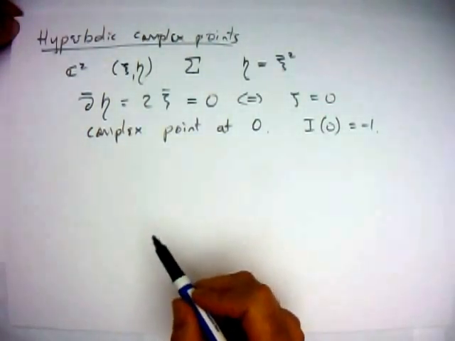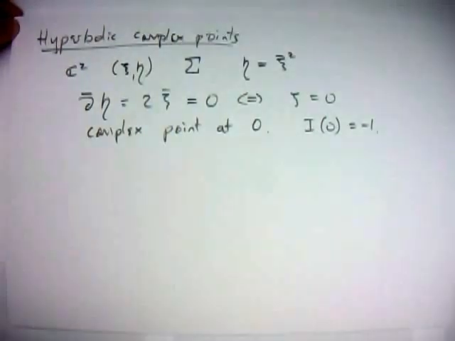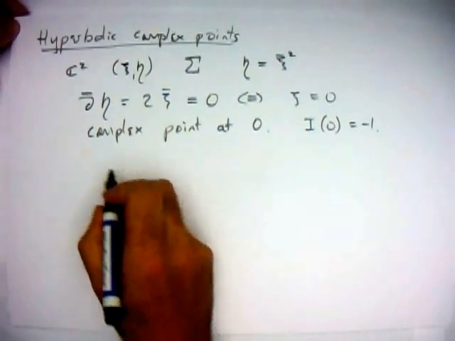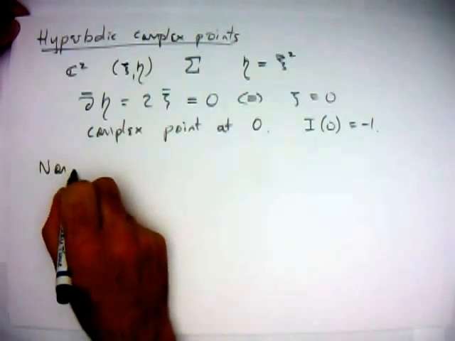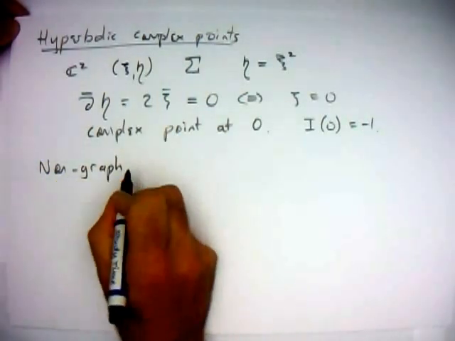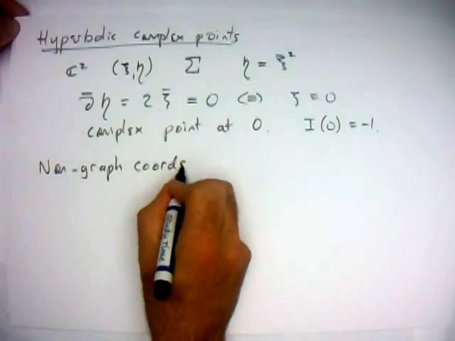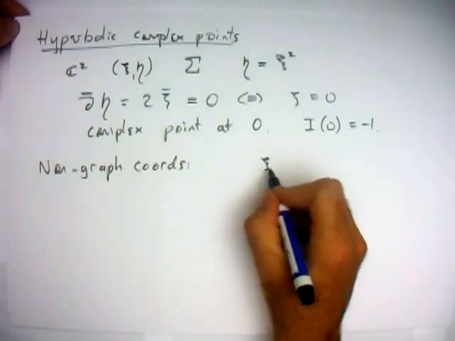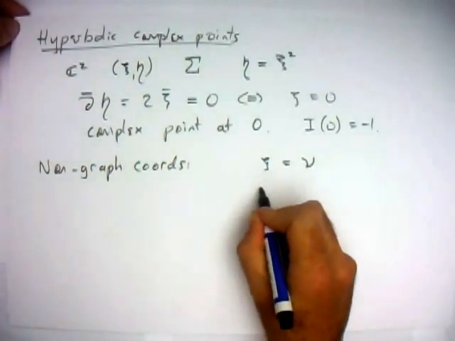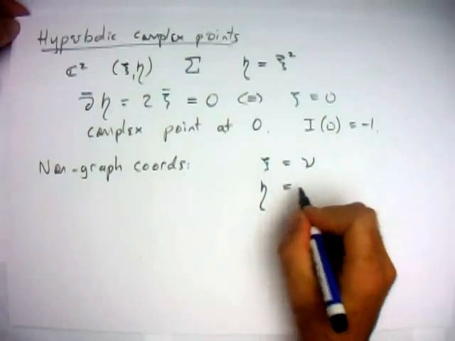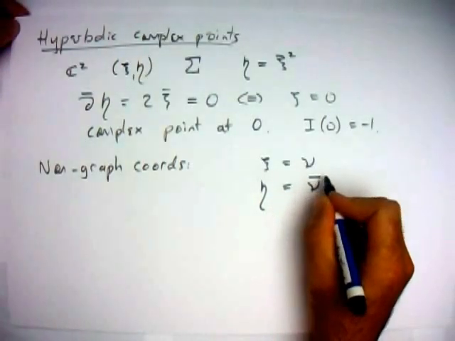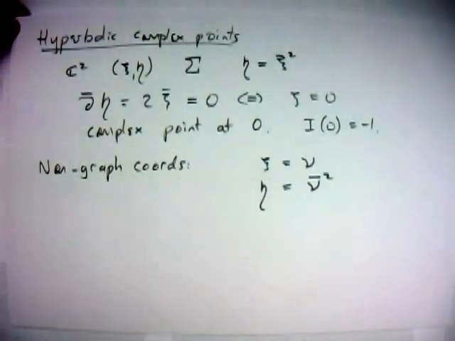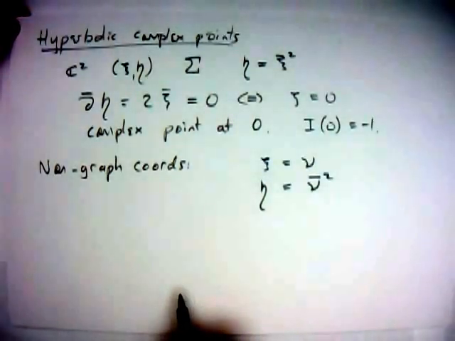Now, ultimately we're going to glue it to something, this RP2, that's not a graph. So in fact, we usually go to non-graph coordinates. So we don't think of it as a graph anymore. So let's just look at a slightly different parameterization, and you'll see it's exactly the same thing, and squared. So that's fairly straightforward. So there's your hyperbolic complex point surface with an isolated hyperbolic complex point.